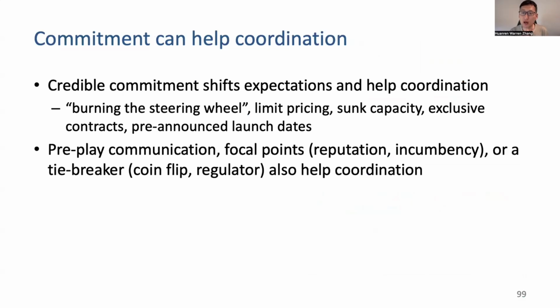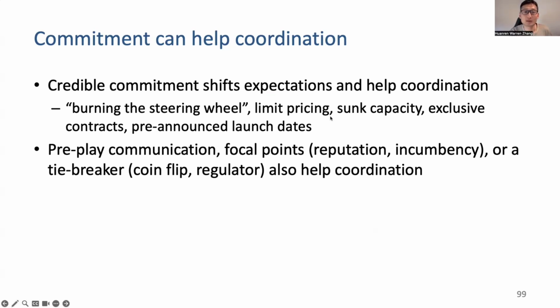Okay. So to solve this coordination problem, credible commitment can shift the expectations and help coordination. Right? So for all kinds of coordination games, commitment is one way to help the coordination issue. For example, take the game of chicken, right? Two drivers are driving towards each other. If one driver can just throw away the steering wheel so that you cannot swerve, that may convince the other guy that you will definitely go straight, so the other guy would chicken out, right?